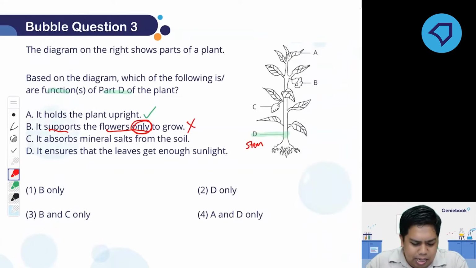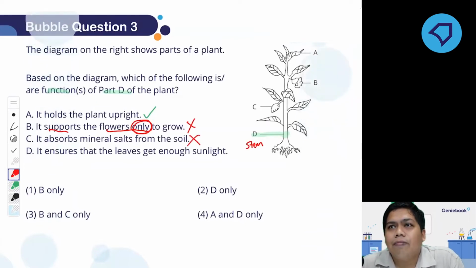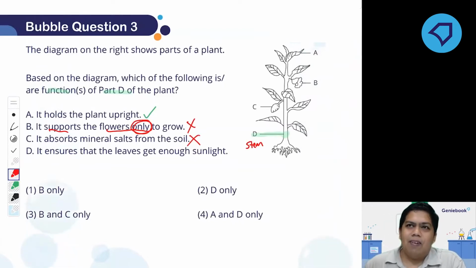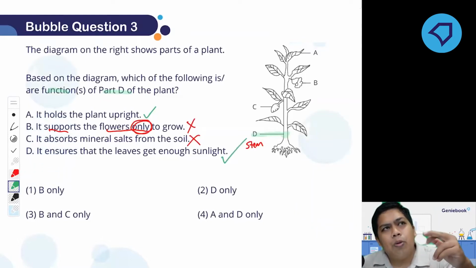And then statement C, it absorbs mineral salts from the soil. No, that's the function of the roots. Yes, Ashlyn, correct. So it's not the function of the stem. And lastly, it ensures that the leaves get enough sunlight. Yes. See, you see the difference between statement B and statement D.